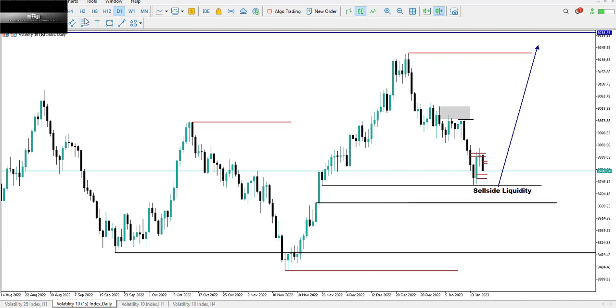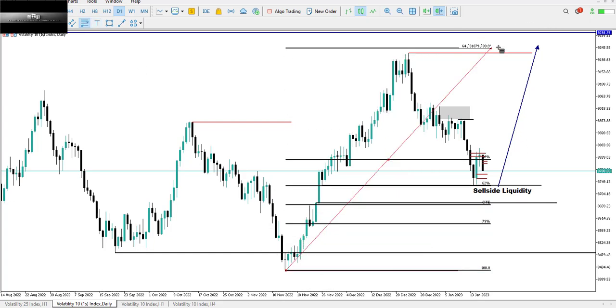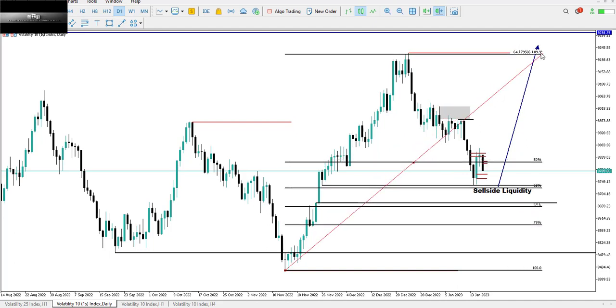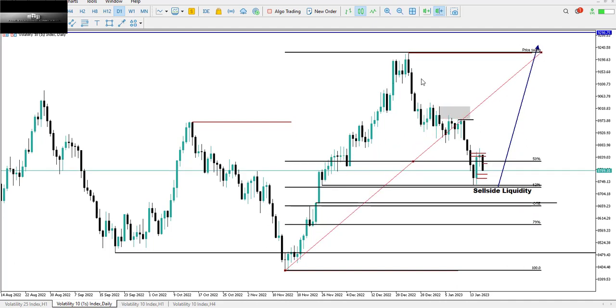Then if you draw your Fib from the most significant range high and low, okay, so I drew my Fib from this range low to this range high, and we can clearly see the price is below equilibrium, which is 50% of that range. And if that is the case, then we are in what? In discount. Okay, actually we want to see a deep retracement into deep discount, okay, at least to the OTE level.